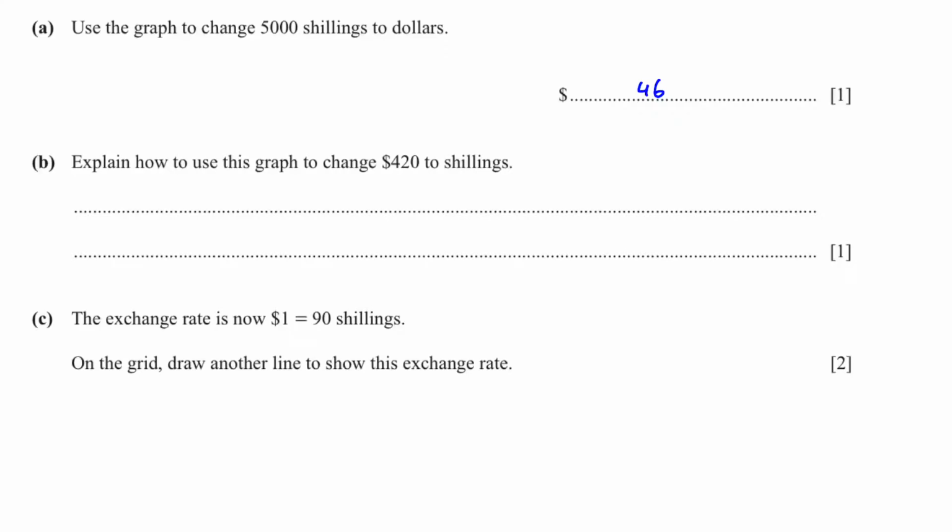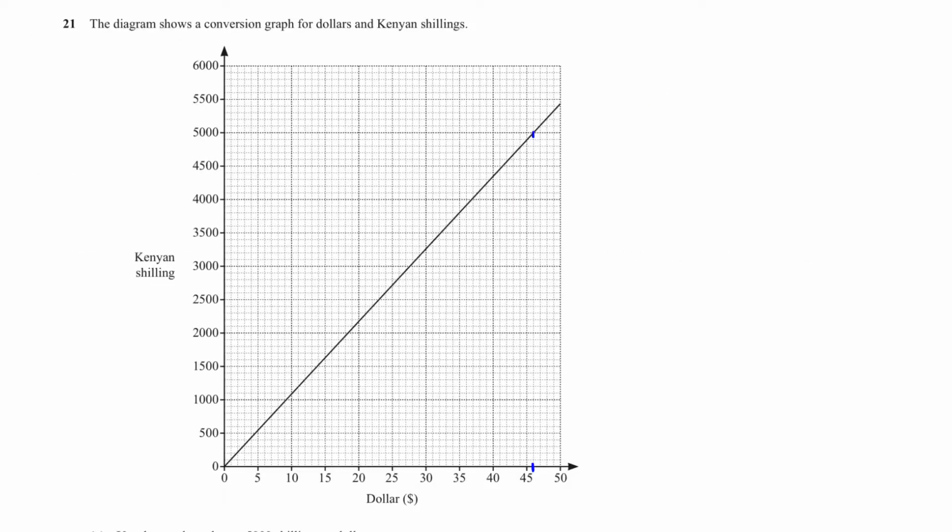Next question. Explain how to use this graph to change $420 to shillings. So we have $420 and we want to change it to shillings. We have the value of $42, correct? So we can write that we can find the value of $42 in shillings and then multiply the answer by 10, because 42 multiplied by 10 is 420.